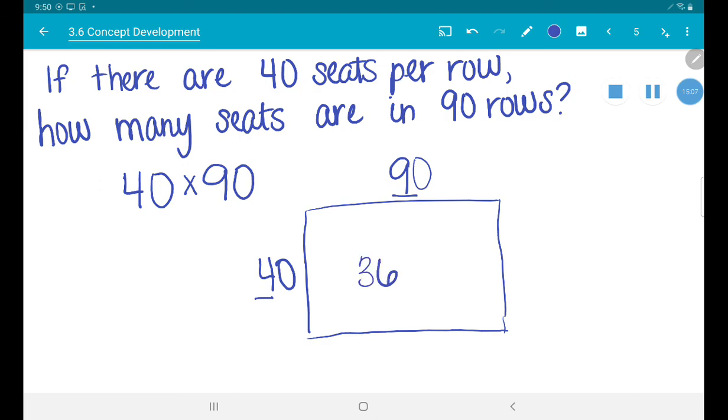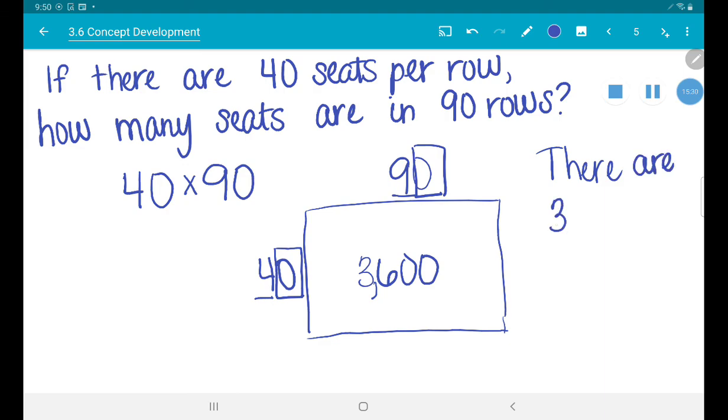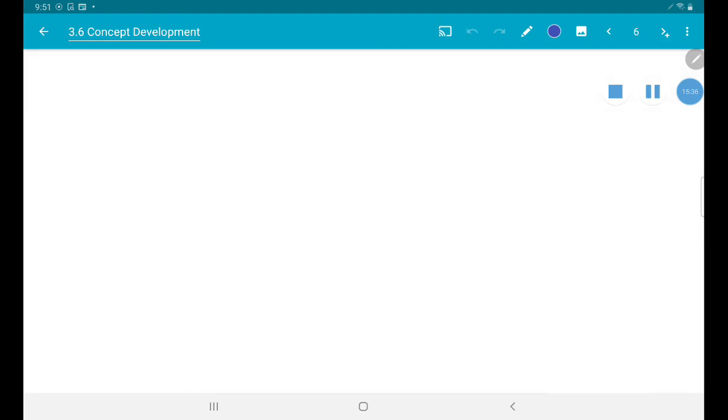And we put the 2 zeros. Very good. I have a 0 in 40 and a 0 from 90. So what's my answer? 3,600. Very good. So there are 3,600 seats. That's a lot of seats. That is a lot of seats. Done. All right.